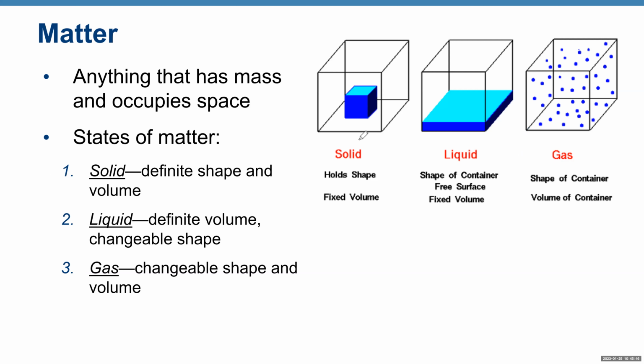So when you have a solid, it holds shape and it has fixed volume. Liquid, it takes the shape of a container. And when we have a liquid, we have what we call free surface, right? So it will be important because when we cover tissues, we need to know what free surface is. And liquid has fixed volume. Gas takes the shape of a container and the volume of the container.